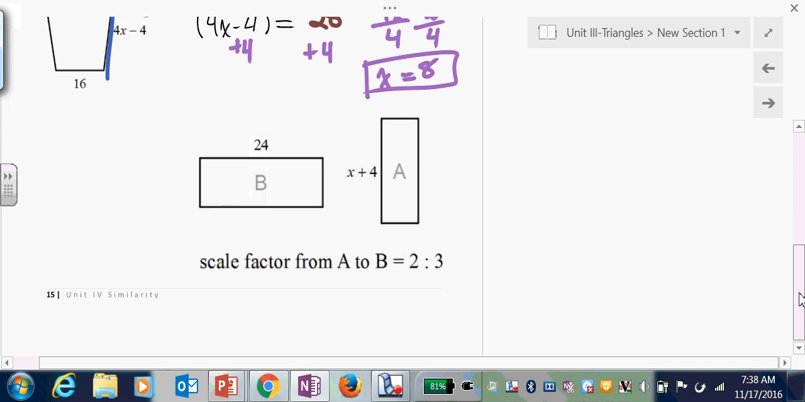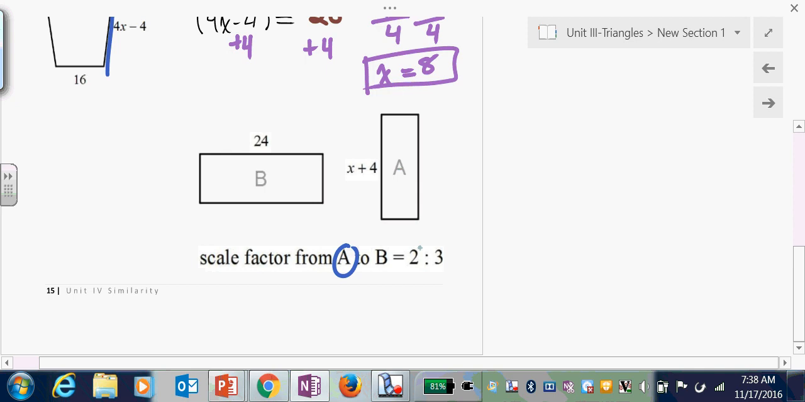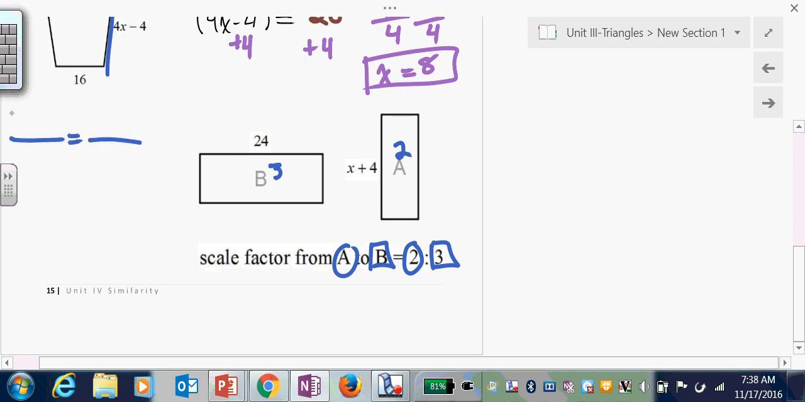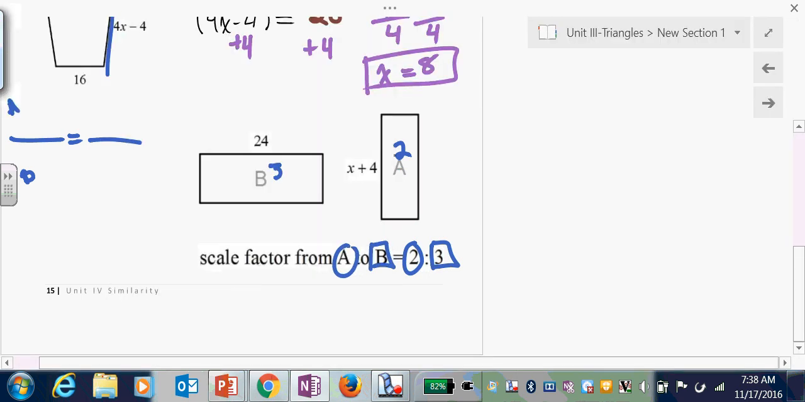Let's try another one here. We are told our scale factor from A is 2 to B is 3. Make sure you align those very carefully. Now I'm going to work from A to B. You could have done B to A as well. Let's double check. So from A to B, I'm going to go 2 over 3, x plus 4. Notice I use the arrows to keep my direction.